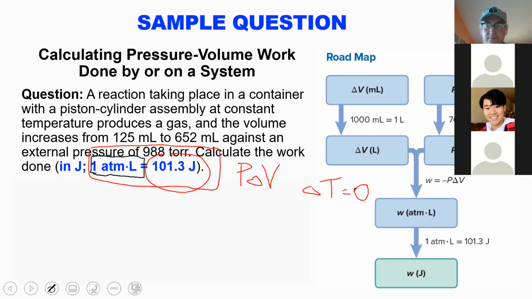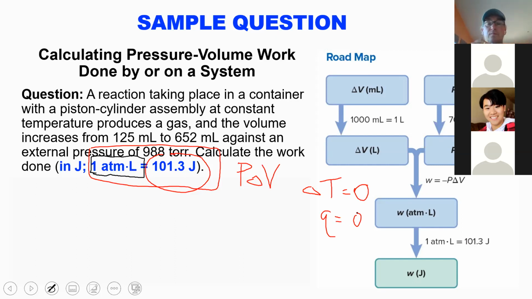Should be 0 too. That's right. Okay. Without a change in temperature, no thermal energy is being exchanged. There's no heat energy going in. There's no heat energy coming out because there's no change in temperature.